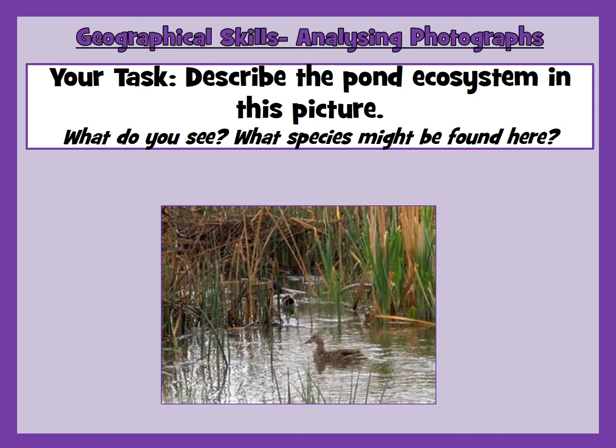Remember, we're looking for things like the biotic living and abiotic components of this ecosystem. So what can you see? Can you hazard a guess at what some of the species that you can see might be? You should be able to come up with about 4 or 5 annotations. So pause this video, have a look at it for a couple of minutes, 4 or 5 annotations or observations of what's happening in this pond, and then I'll go through some answers with you in a minute.